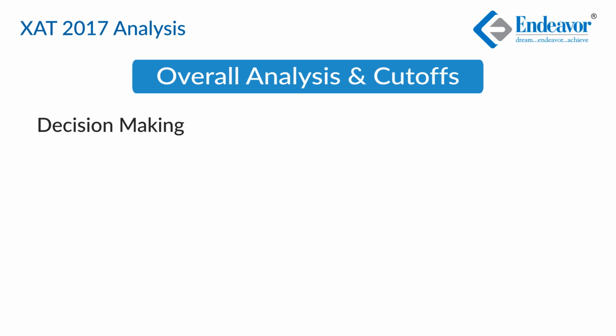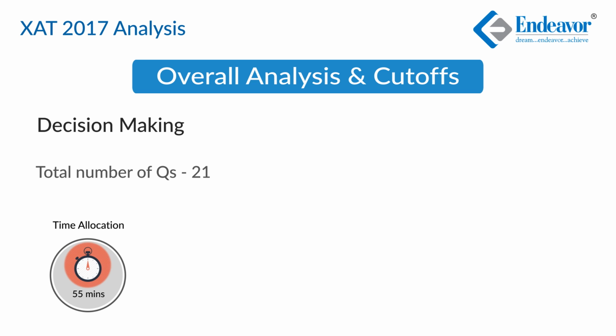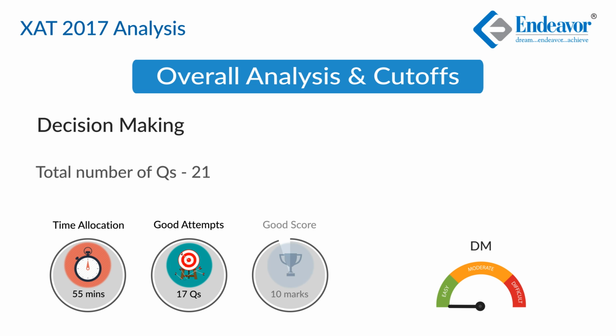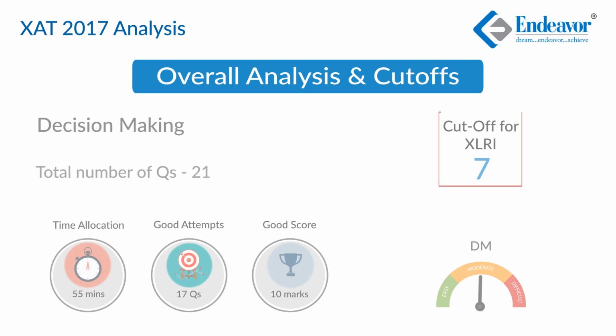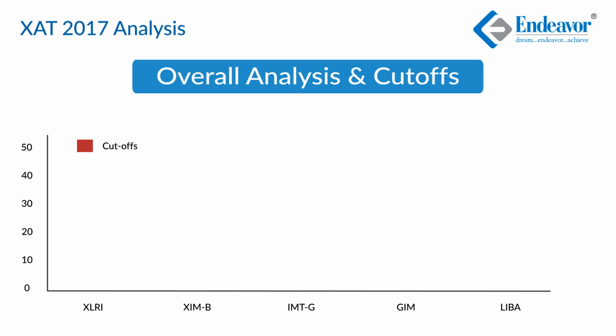Moving to the third section, which is decision making. There were 21 questions which deserved approximately 55 minutes of attention. 17 questions can be considered to be a good attempt in this, and a good score in this section can be considered to be 10. The difficulty level of this section can also be considered moderate, and the cutoff for XLRI for this section will be approximately a score of 7. The estimated overall cutoff for XLRI for this XAT 2017 will be around a score of 34.